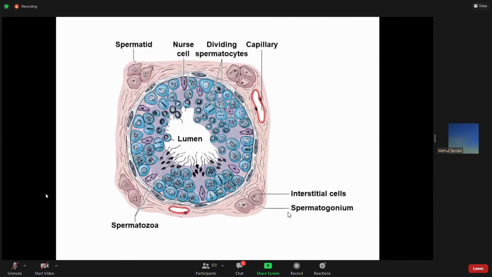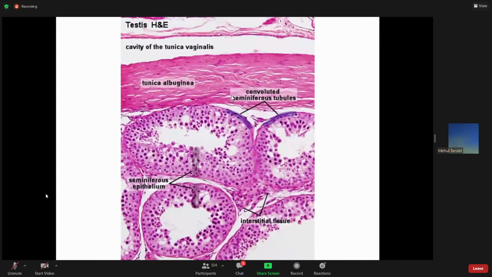You can see the structure of the seminiferous tubule after uncovering the tunica propria with the myoid cells. Inside the tunica propria there is a supporting cell, the Sertoli cells, and all the others are spermatogenic cells. The same thing is shown in the stained preparation. You can see the tunica albuginea.